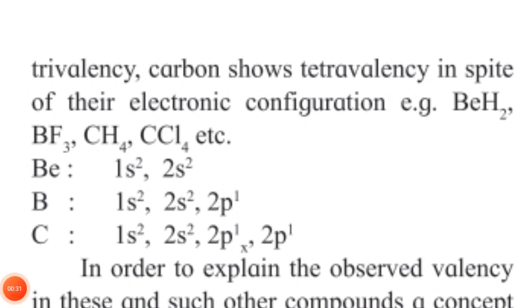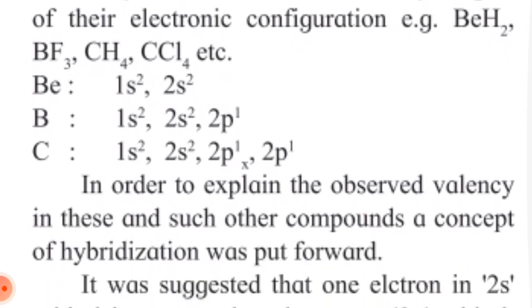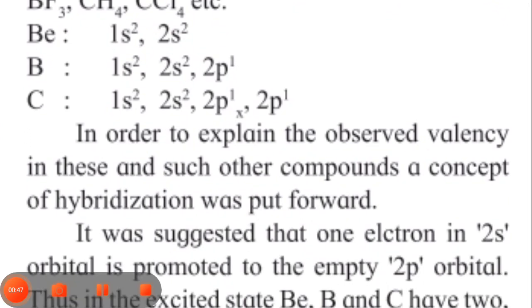trivalency. Carbon shows tetravalency in spite of their electronic configuration. Examples: beryllium dihydride, boron trifluoride, methane, carbon tetrachloride, etc. Beryllium 1s2, 2s2; boron 1s2, 2s2, 2p1; carbon 1s2, 2s2, 2px1, 2py1.